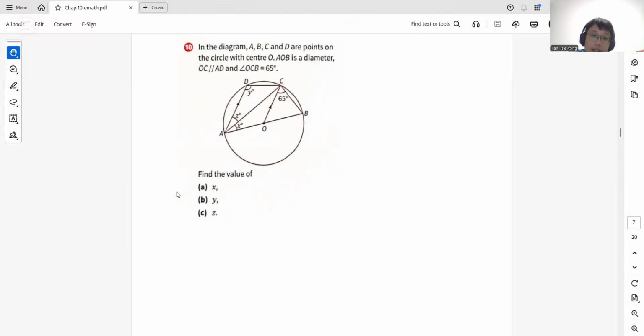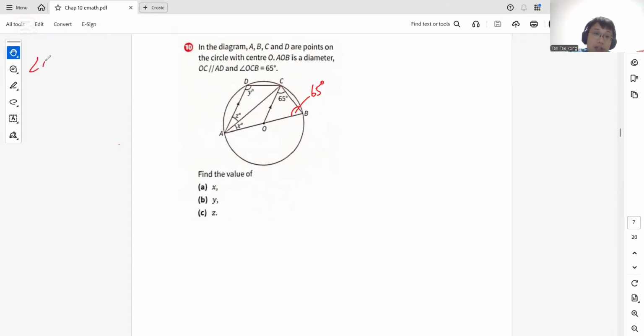So the first thing we start. So x is over here. If you think about it, since angle OCB is 65, that means angle OBC over here is also 65 degrees. Why? Because OC is the radius, so OB also must be the radius. So triangle OCB is actually an isosceles triangle, right?